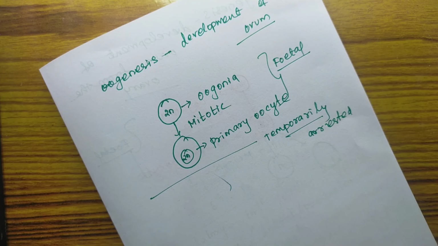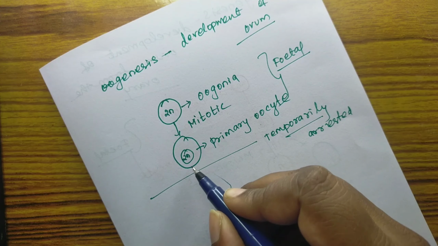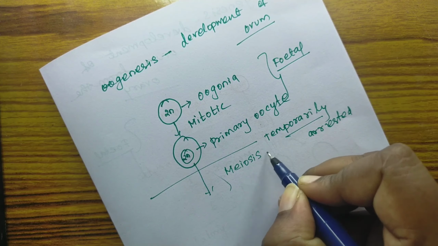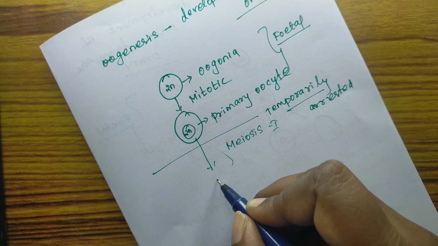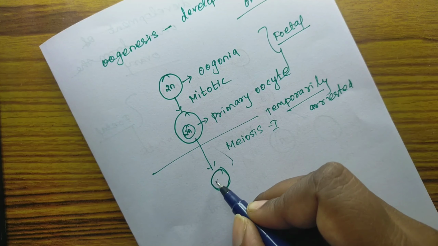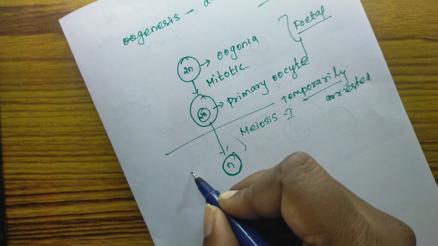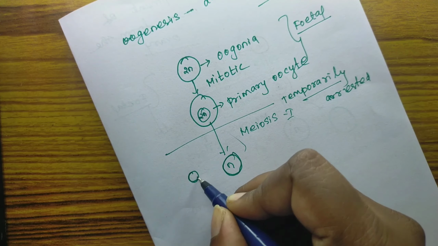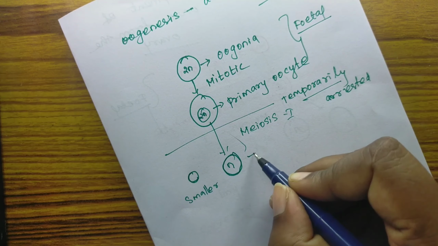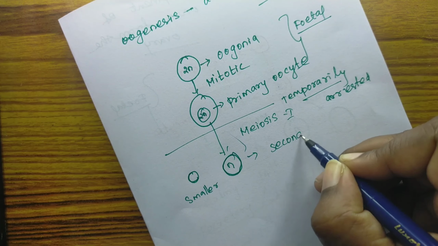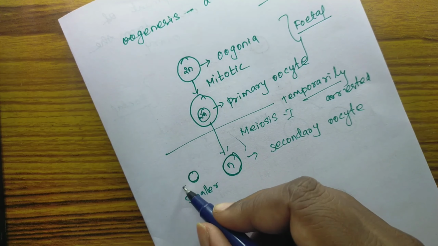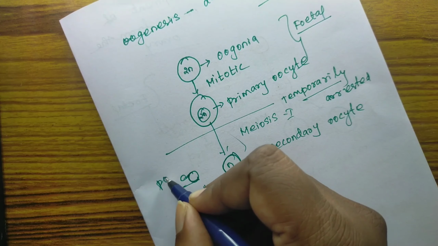When the child reaches puberty, this primary oocyte will undergo meiosis 1 and results in the formation of secondary oocyte. The secondary oocyte will have 1n number of chromosomes, and there is one more structure formed here, which is the polar body. Comparatively it is smaller than the oocyte. This is known as secondary oocyte, and this is the polar body.